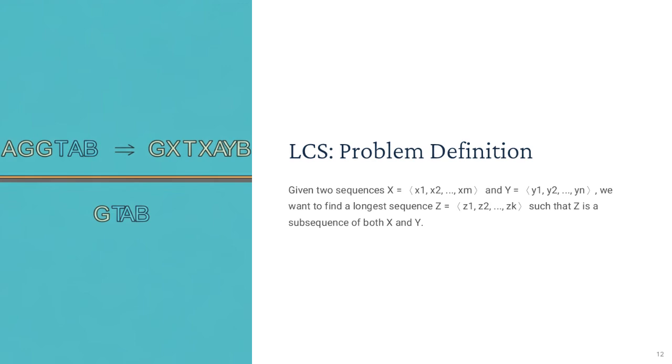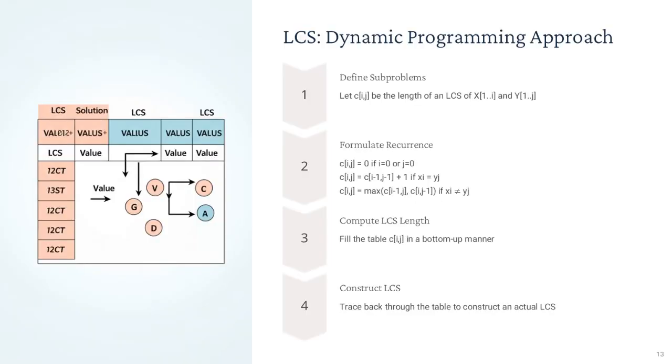Using these relations, we fill a table in a bottom-up fashion, starting from the smallest subproblems and working up to the full sequences. Once the table is complete, we can trace back through it to reconstruct the LCS. This approach ensures a time complexity of O(m times n), where m and n are the lengths of the two sequences.